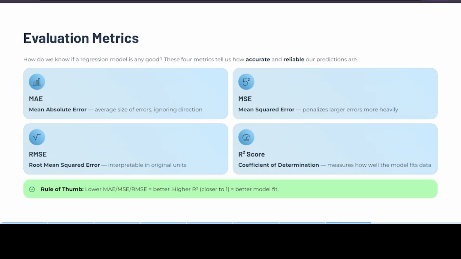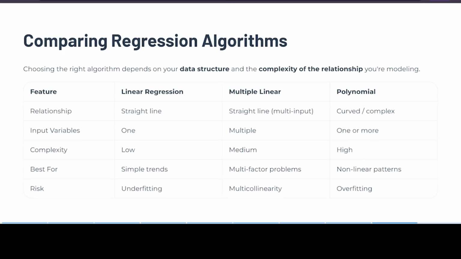Okay, next we are going to see the comparison of regression algorithms, how they compare. So when should we use each regression algorithm? Guys, if the relationship is simple and straight, linear regression works perfectly. If multiple factors affect the output, multiple linear regression is the better choice. And if the relationship is curved or more complex to handle, polynomial regression becomes the right option. Choosing the right algorithm always depends on the data.